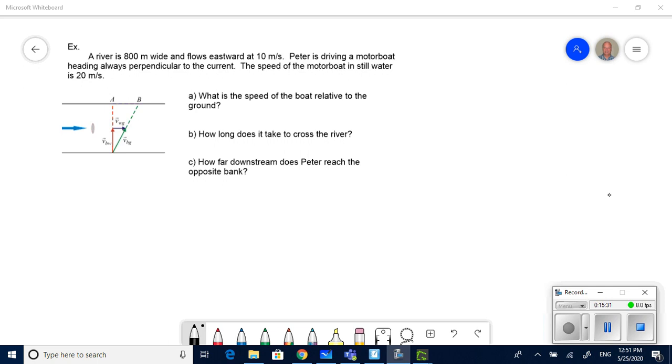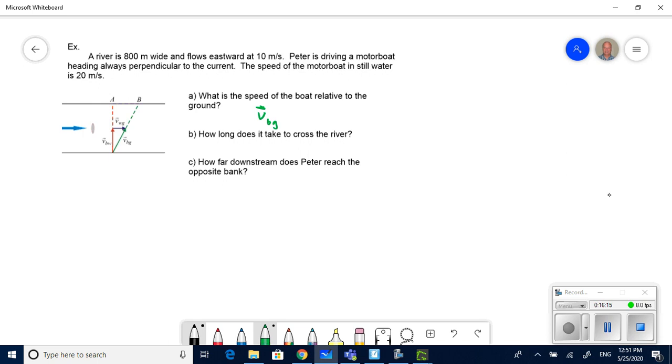Peter's represented in red. That's the boat with respect to the water vector. The current vector is represented in purple or dark blue here. That's the vector of water with respect to the ground, going at 10 meters per second. And I want to find the vector green, the boat with respect to the ground. The speed of the motorboat is the boat with respect to the water. That's in red, 20 meters per second. And I want to find A, that's the green vector, the speed of the boat with respect to the ground.